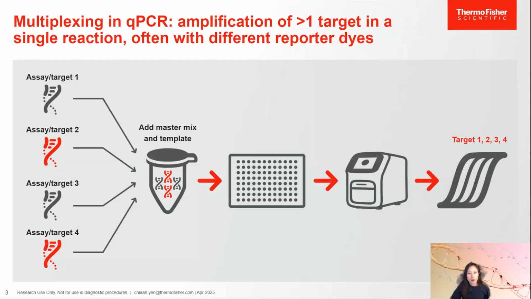So, say, for example, you have 4 different assays for 4 different targets in your reaction that goes in one well for one sample, and then you can put that on a plate, run it in the instrument, and in the end, in this case, we will have 4 amplification curves, one for each individual target. And the reporter dye difference between the assays is really what allows you to distinguish the different amplification curves.